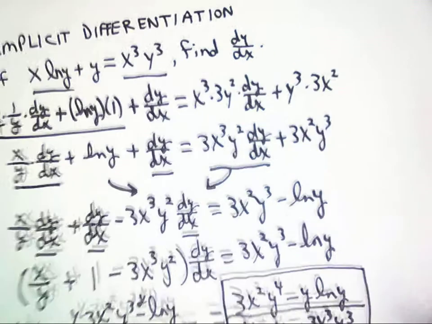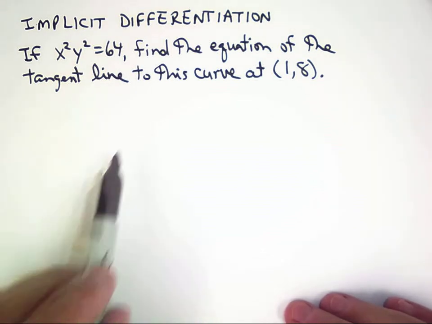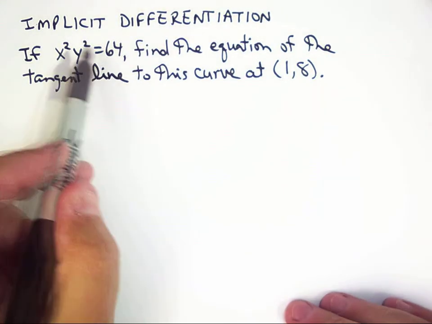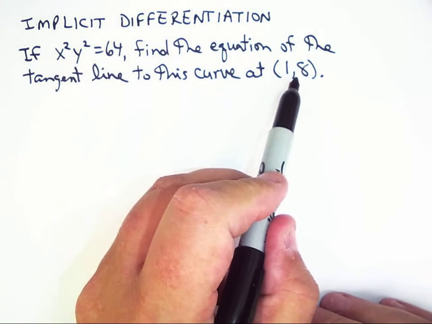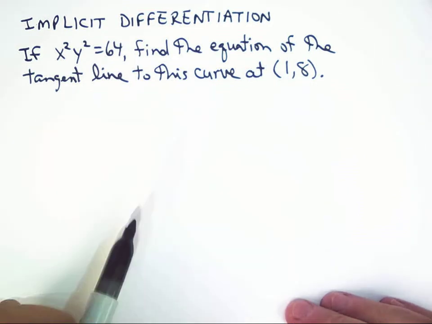Okay, next. This is sort of an application. It says if x squared y squared equals 64, find the equation of the tangent line to this curve at the point 1, 8. In other words, you've got a curve here, and there's a point of tangency at 1, 8, and you want to find the equation of the line.